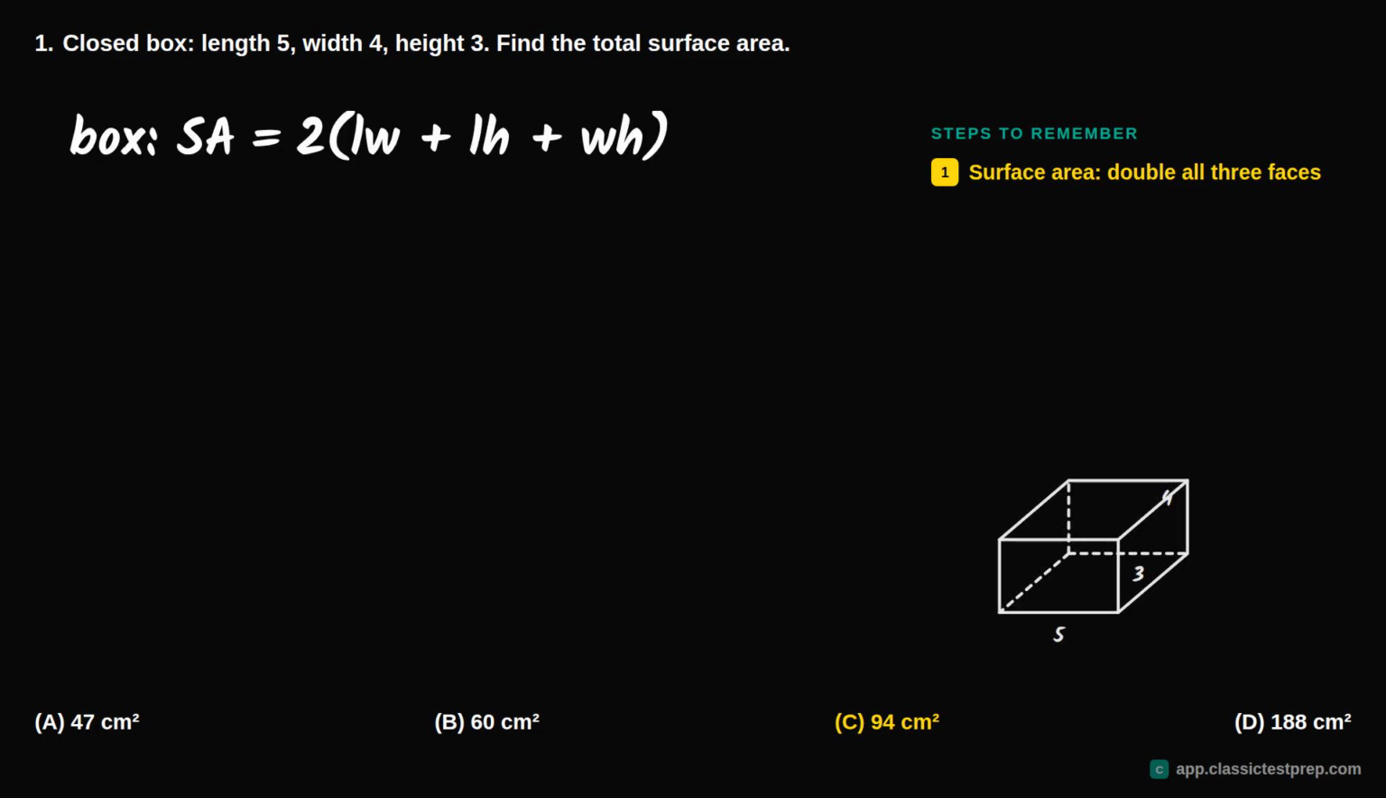Let's do some surface area and volume questions. Question 1, a box has side lengths 5, 4, and 3. Let's find the surface area.